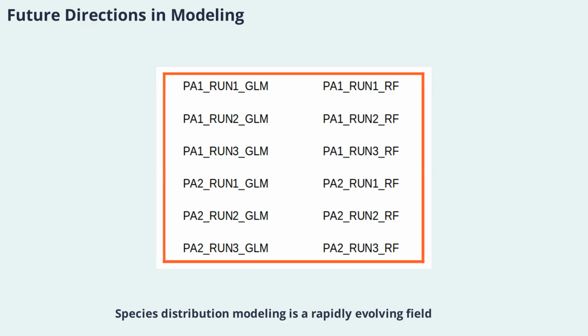Species distribution modeling is a rapidly evolving field. Advances in machine learning, remote sensing, and big data are opening new possibilities for more accurate and scalable models. Integrating genetic, behavioral, and interaction data can further refine predictions. As computational power grows, ensemble and hierarchical modeling approaches will become increasingly accessible. Staying abreast of these developments ensures that researchers can leverage the latest tools and techniques for ecological forecasting.